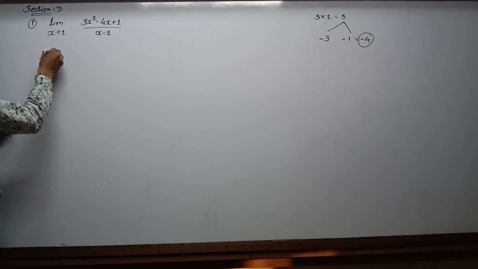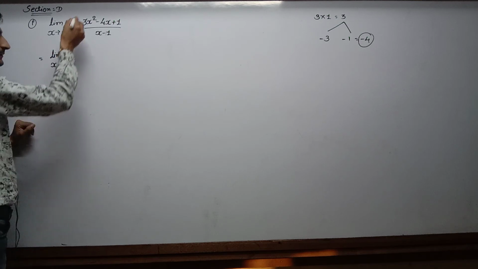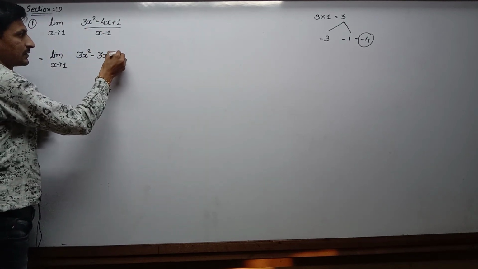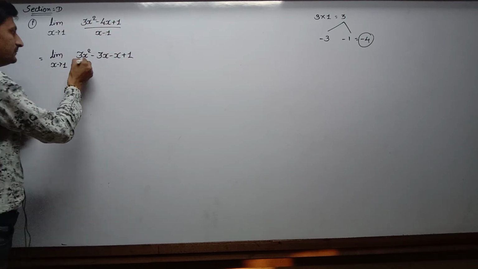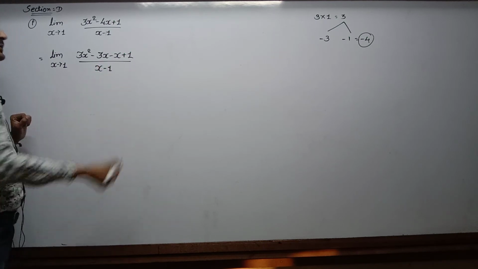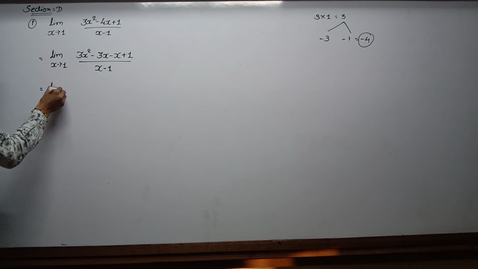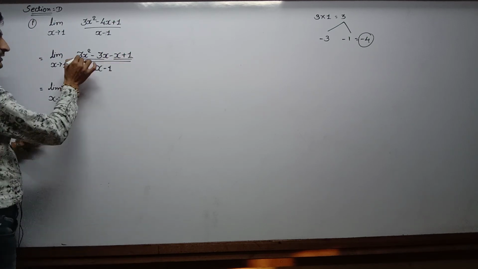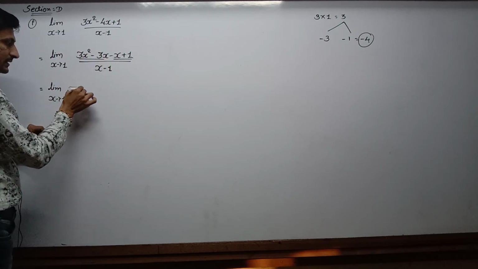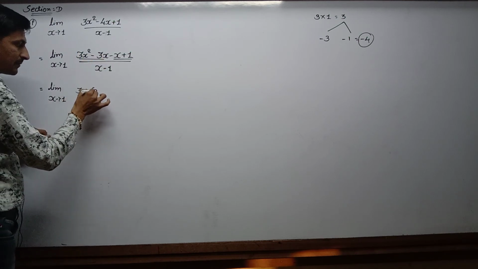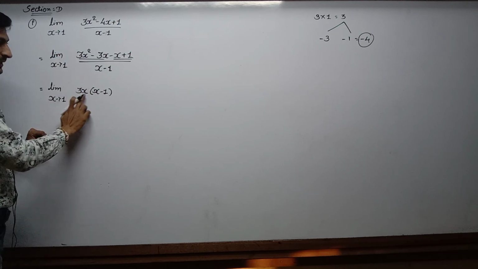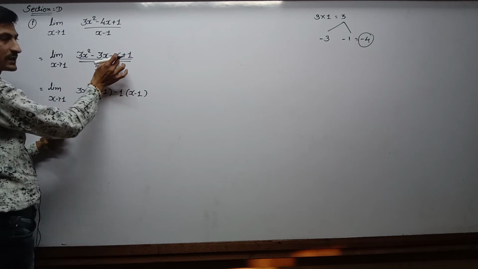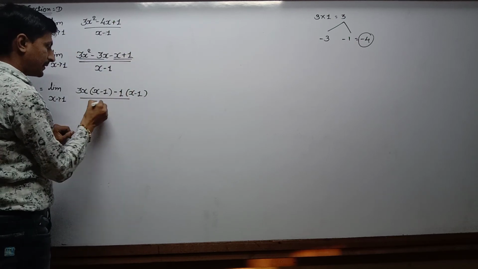Now next write down limit x tends to 1, 3x square minus 3x minus x plus 1. Minus 3x minus x gives minus 4x. Divide by x minus 1. Now next step, limit x tends to 1. Okay, first 2 terms make a group, next 2 terms a group. So 3x square minus 3x, what is common? 3x is common. In bracket write down x minus 1, 3x into x is 3x square, 3x into 1 is 3x. Minus 1 in bracket x minus 1, minus 1 into x is minus x, minus minus plus 1 is 1, divide by x minus 1.